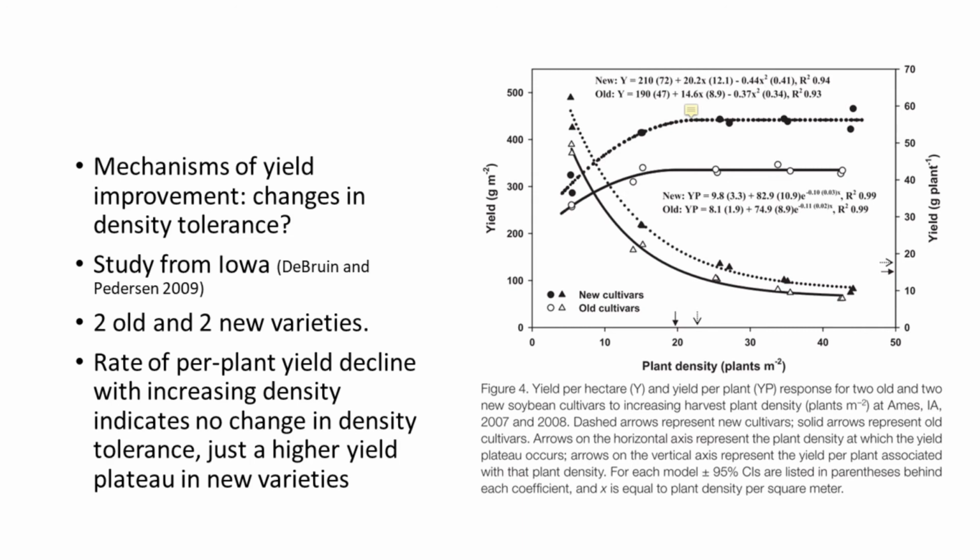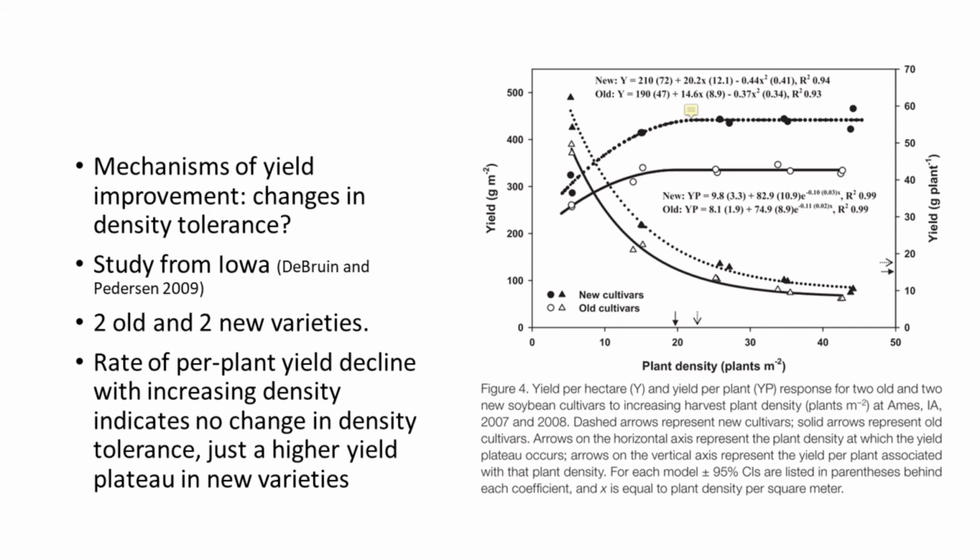And so this is an interesting graph. You might have never seen something like this before. Okay, so they took two old and two new soybean varieties, and so they have the new and old varieties. Okay, so we have on the x-axis plant density, plants per meter squared. That's easy enough to understand. On the left, we have yield expressed in terms of grams per meter squared, so per unit land area. And on the right, we have yield grams per plant. So two different ways to express yield.